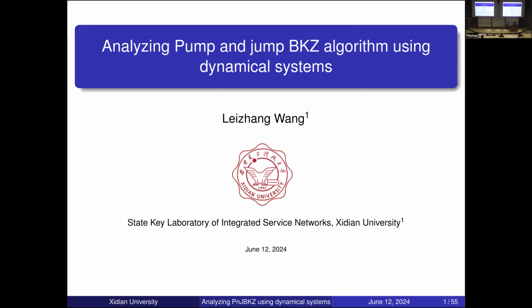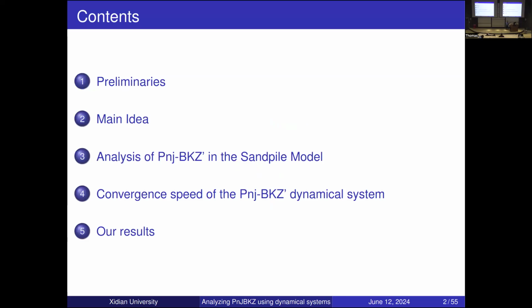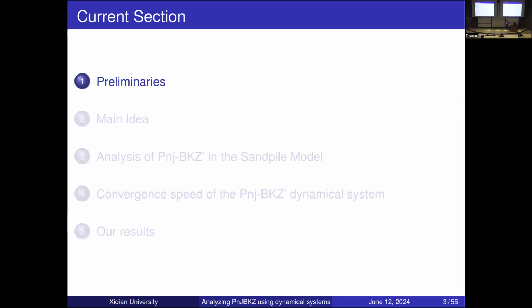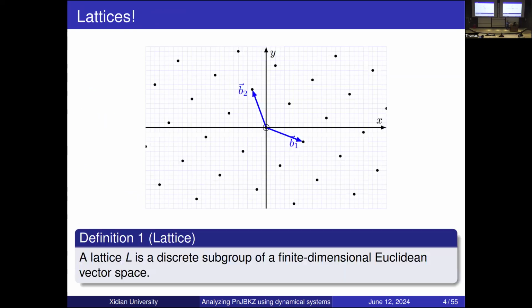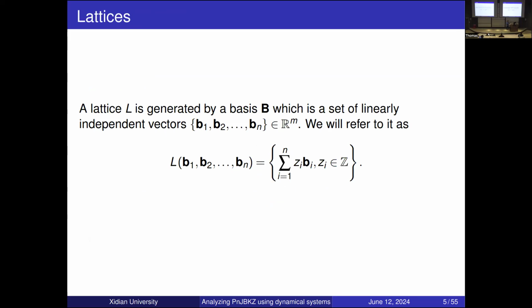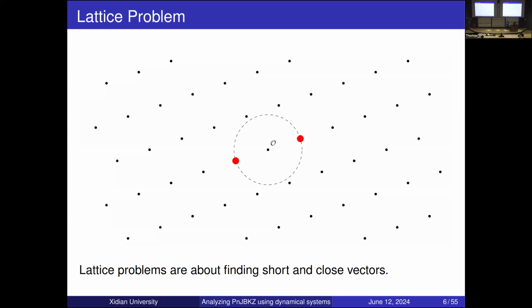I will introduce our work in the following parts, and make it quick because some friends already introduced the basic information of lattices. First of all, a lattice L is a discrete subgroup of an n-dimensional Euclidean vector space. And we can use a basis to represent the lattice L. Lattice problems are about finding the shortest vectors and the closest vectors.